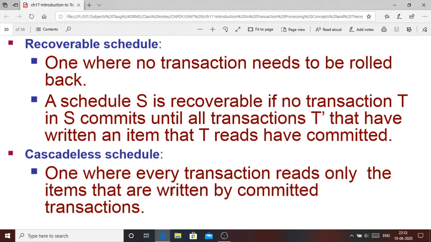In a cascadeless schedule, a very safe path is actually followed, where transactions read data items only from committed transactions. If a transaction is not committed, its data items won't be read by the other transactions which are waiting for it.